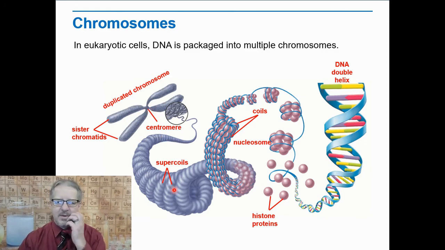We'll get into this in a bit more detail as we move through this lesson, but for now, let's just stick with a duplicated chromosome made up of supercoils, which are made up of coils of nucleosomes. And nucleosomes are basically the DNA double helix being wrapped around histones.